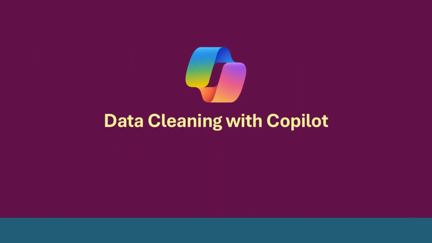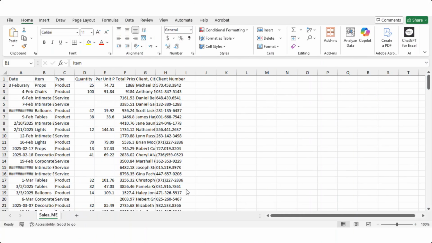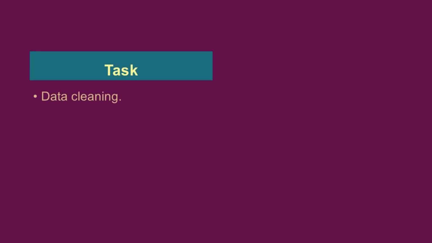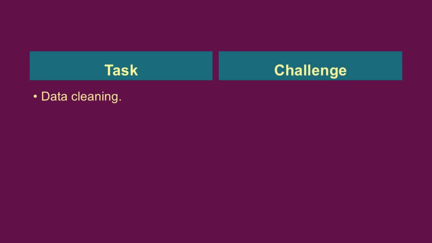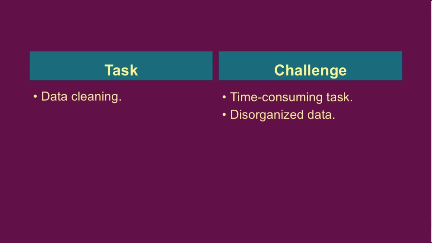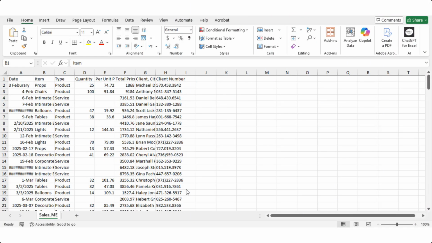Data cleaning with Copilot. Over here, we have the sales record of Maryland Events. The first thing we can do with the help of Copilot is data cleaning. As simple as it may sound, data cleaning is one of the most time-consuming tasks for accountants. Imagine the embarrassment of presenting the sheet to your team or boss. The format isn't coherent, the currency sign is missing, and information is clubbed into a single column. This is where we can use Copilot for a quick touch-up.